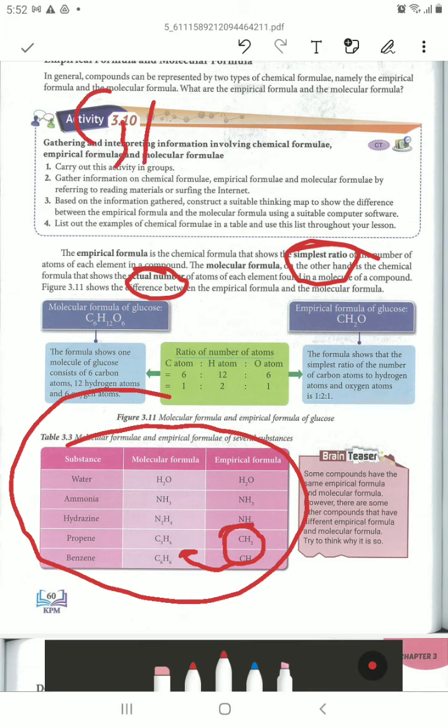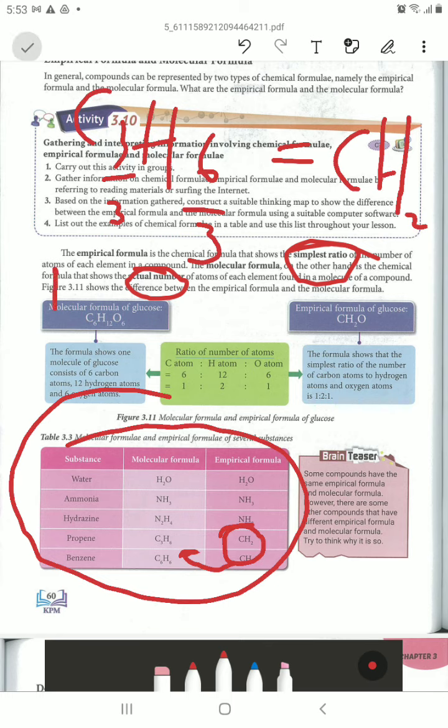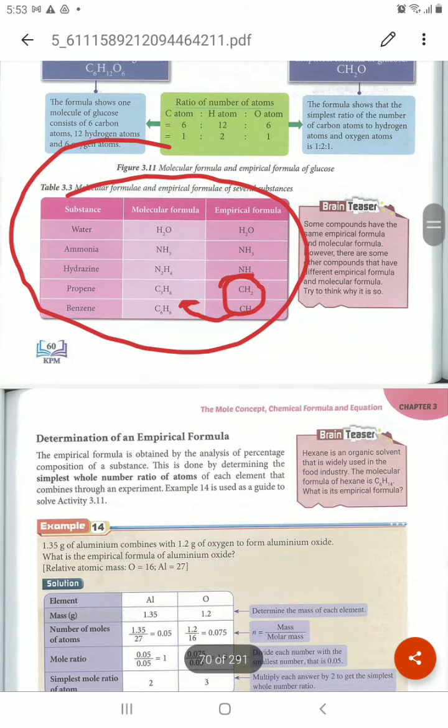C3H6, then simplify: we divide by 3 and also divide by 3, and we have CH2. So CH2 is the empirical formula and C3H6 is the molecular formula. Okay, that is the basics of empirical formula.